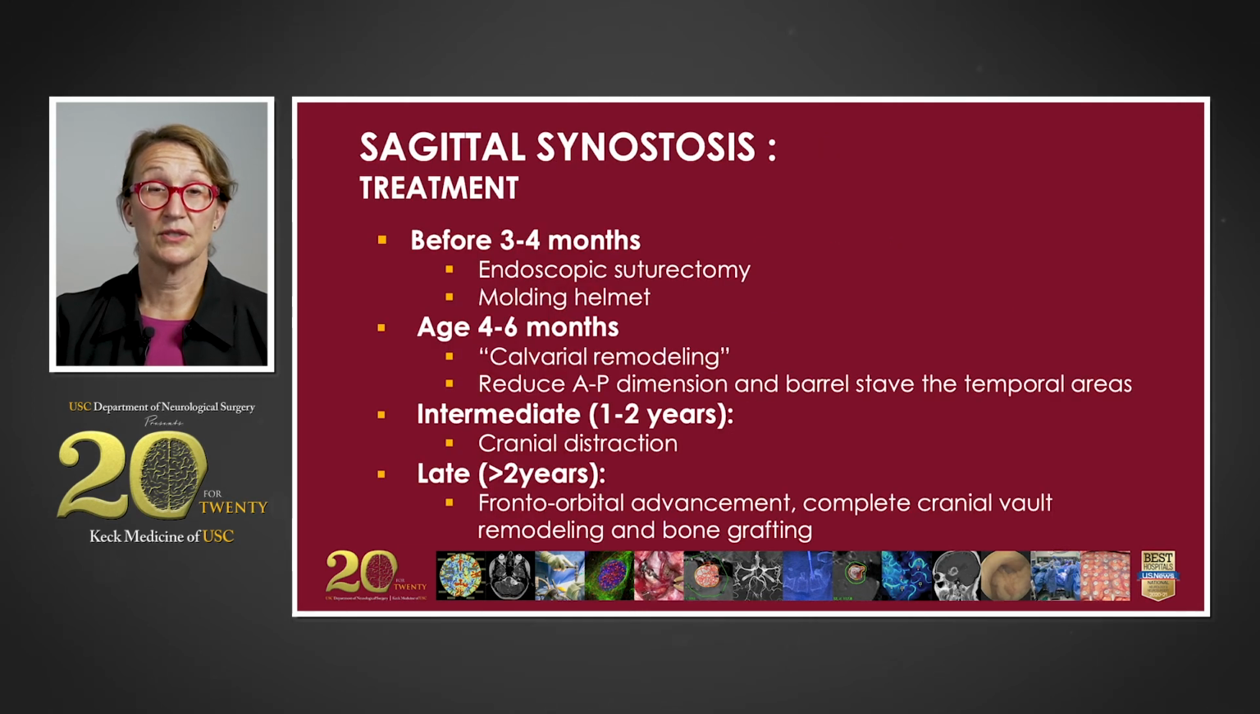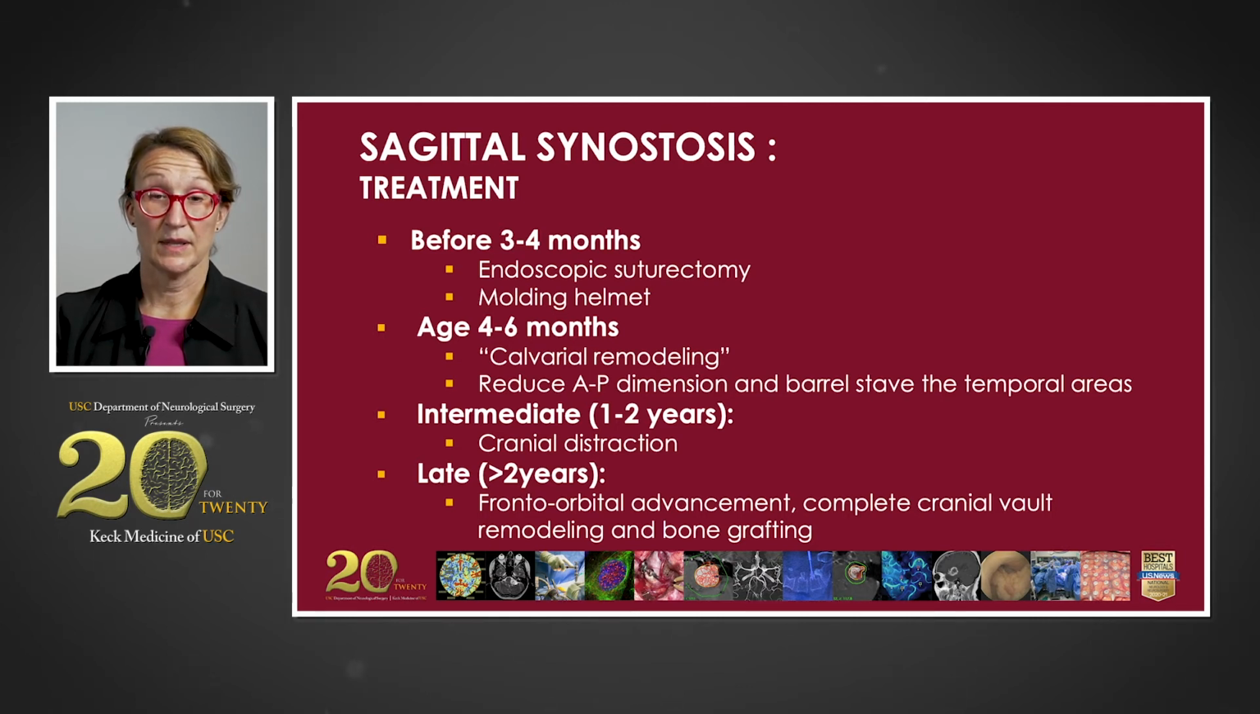The treatment for sagittal synostosis varies by the time of diagnosis. If a child is diagnosed early, typically before 3 to 4 months of age, they're a candidate for an endoscopic suturectomy followed by molding helmet therapy. At age 4 to 6 months, children typically undergo what's called an open calvarial remodeling. This is a surgery performed to reduce the AP dimension of the skull, and we barrel stave the temporal areas, allowing for bitemporal widening.